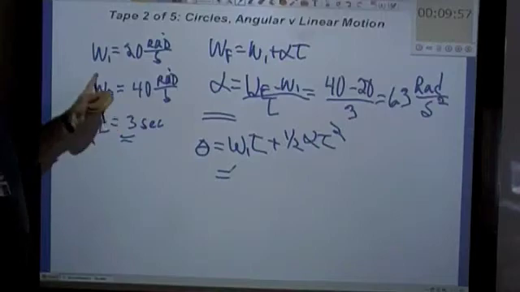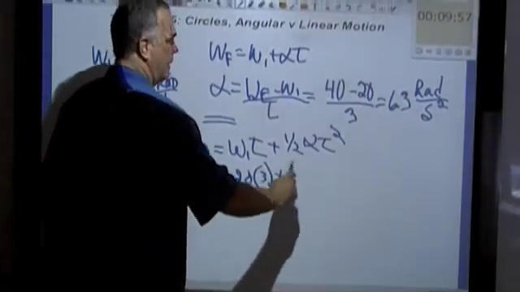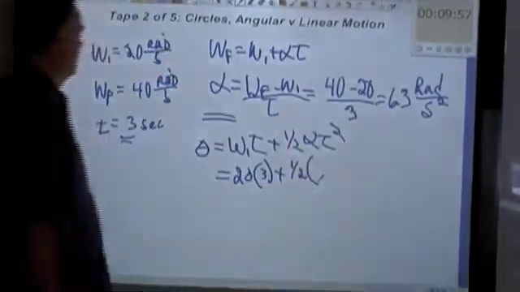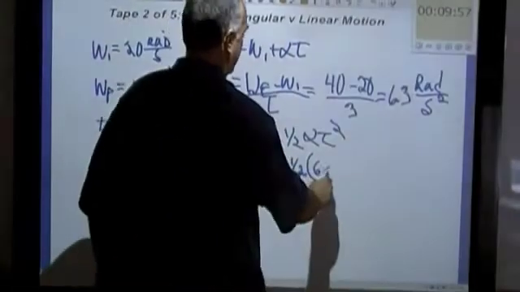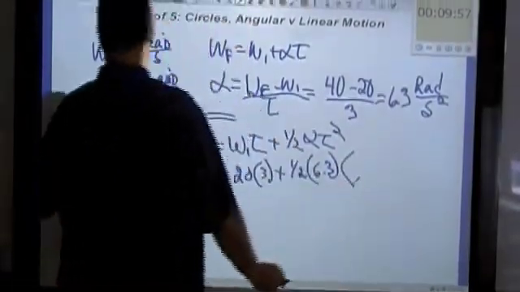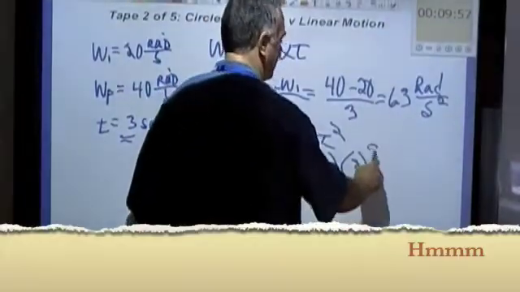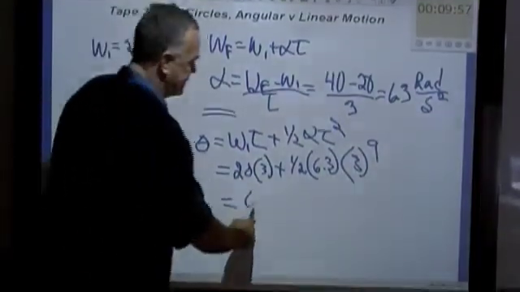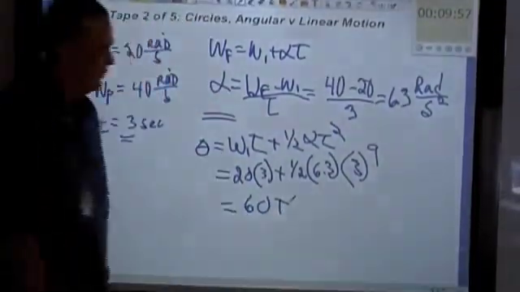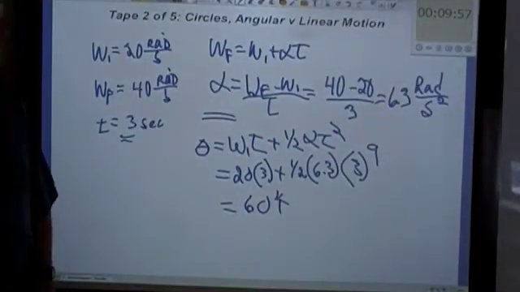Give me some numbers. 20 times 3, plus half alpha. What's alpha? We got up to 6.3. And then t squared. 3 squared, 3 times 3. Does that make sense? And what are these units? So this is going to be 60. The end problem is it's supposed to be 3 squared, not 3 to the 9.